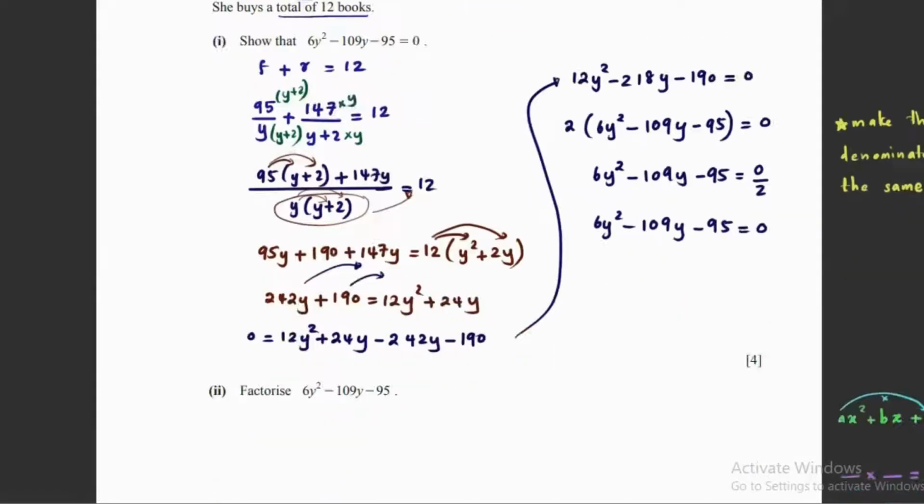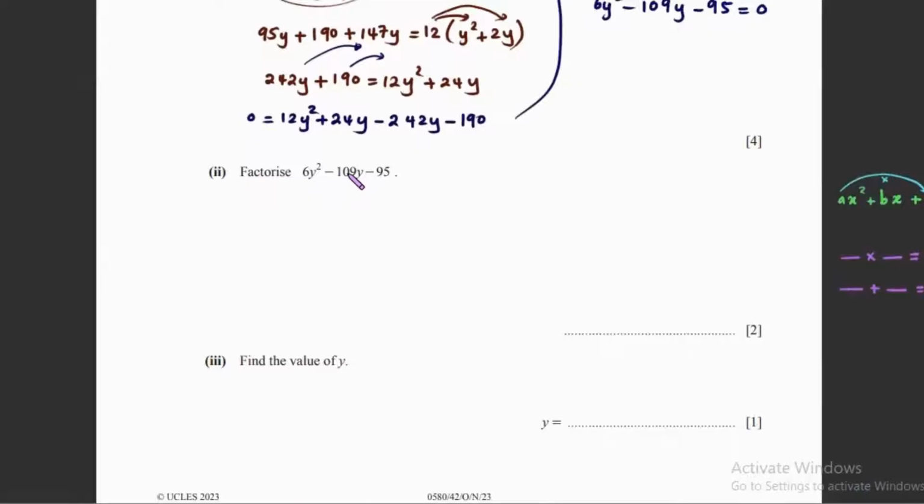Let's move on to part 2. Factorize 6y squared minus 109y minus 95. So to factorize this, we have 6y squared minus 109y minus 95. We have a coefficient in front of y squared, which is a 6. So to factorize it, I need to multiply with the number at the back. So 6 and minus 95, when I multiply, I get minus 570, which means I need to find the 2 numbers that multiply together to give us minus 570. And when we add the 2 numbers together, it should give a sum of minus 109.